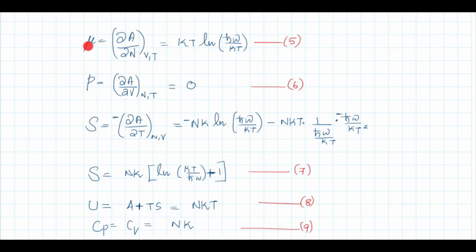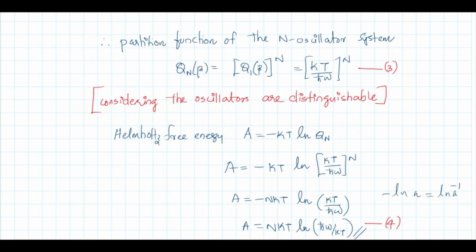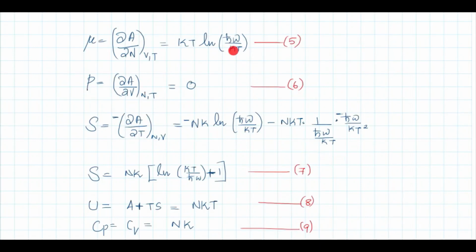So chemical potential mu is ∂A/∂N at a constant volume and temperature. Take the derivative with respect to N, and you will get kT log(h ν/kT)... that is the equation for chemical potential. Pressure is ∂A/∂V at a constant N and T. There is no V dependence, so the pressure becomes 0.